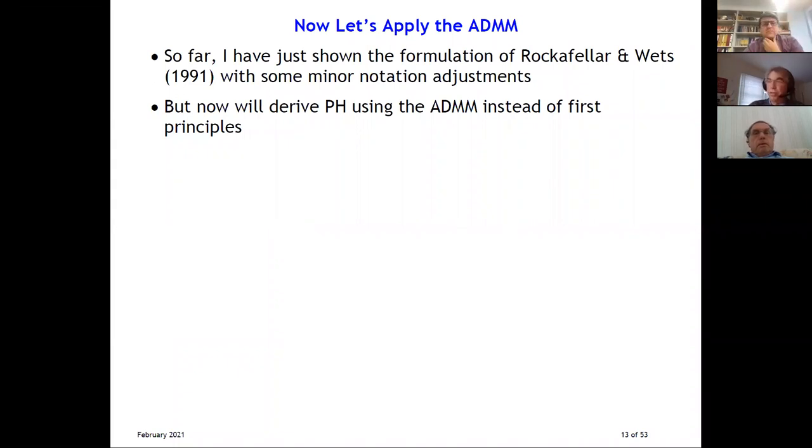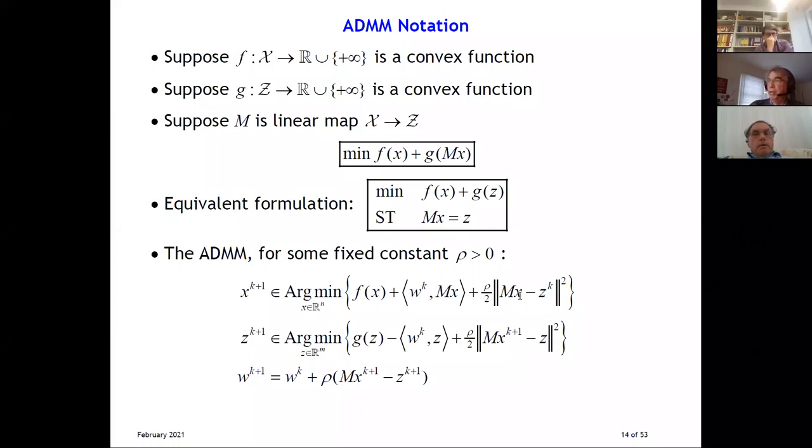They go through a first principles derivation. This is an ADMM derivation, you get the same algorithm, okay? So the notation I'm gonna use for ADMM is, you can be a little bit more complicated here if you want, but from X, I have some convex function little f that can be plus infinity. From Z, I have some convex function g that can be plus infinity, okay? And I have some linear map M from x to z, and I consider this problem: minimize f of x plus g of Mx, which is equivalent to minimize f of x plus g of z, subject to Mx equals z. And then the ADMM for that looks like this thing, okay?